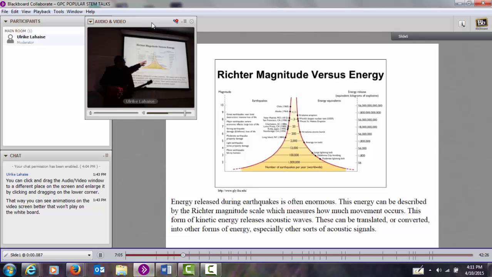Multiple megatons of atomic bombs worth of energy. And it was in Chile. Chile is very well known for its earthquakes. These waves are part of acoustical waves, and they can be translated. Anything that you can measure quantitatively, you can translate into some other form to read it as an instrument.